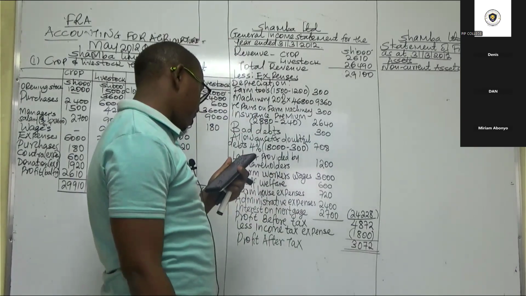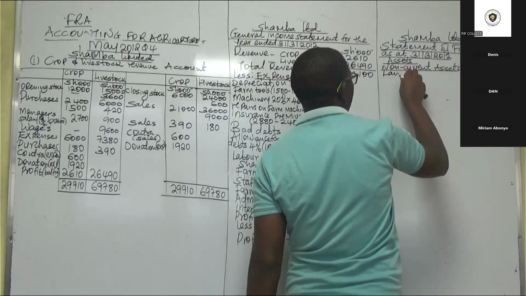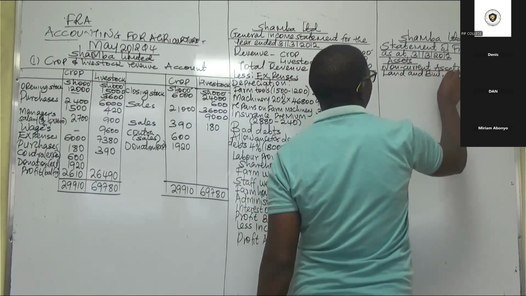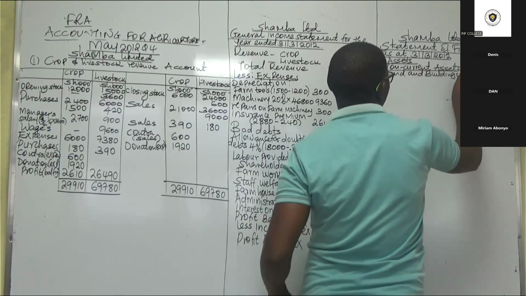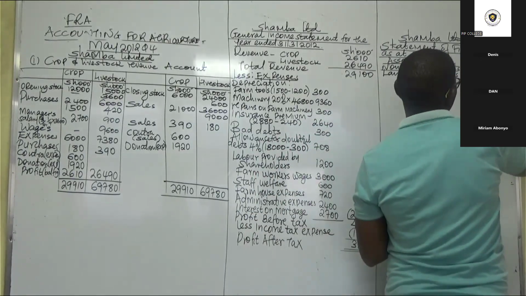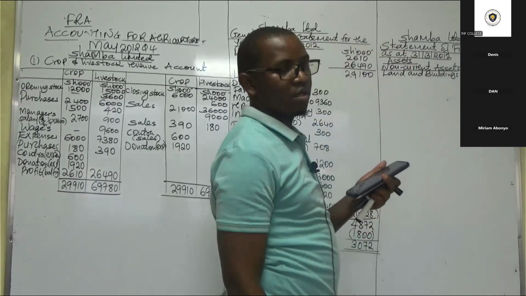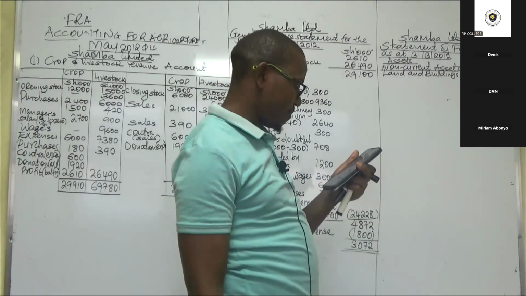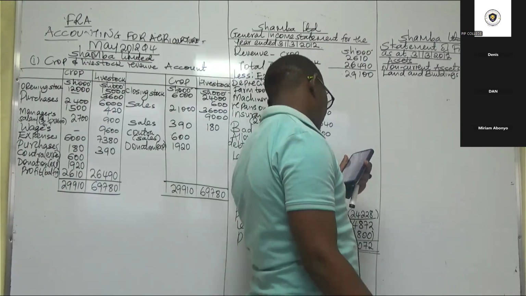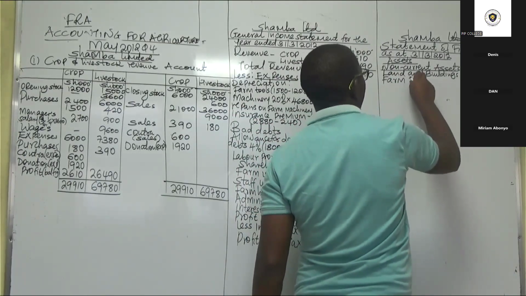From the trial balance, I see we have the land and building, the last one. The last one on the balance, land and building, is of how much? 100 and what? 120,000. We also have the farm machinery.